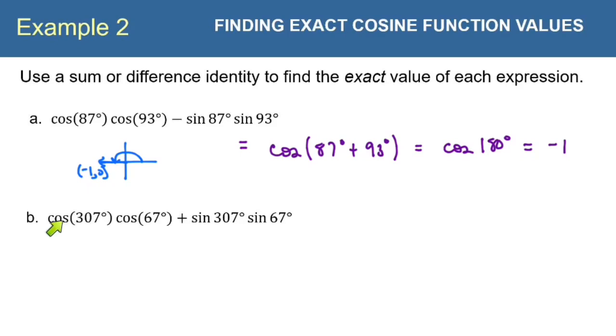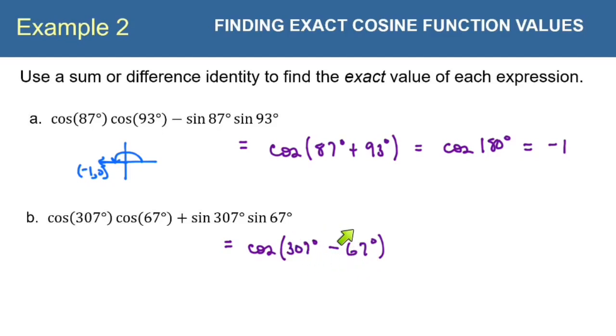And now for part B, we have cosine of 307 degrees times cosine of 67 degrees plus sine of 307 degrees, sine of 67 degrees. Now this time the numbers in the A and the B positions are 307 degrees and 67 degrees, but this time there's a plus sign in between the two terms, so that tells us that the identity that's been used here is the cosine of A minus B, where the A number is 307 degrees and the B number is 67 degrees. So this can be restated as cosine of 307 degrees minus 67 degrees.